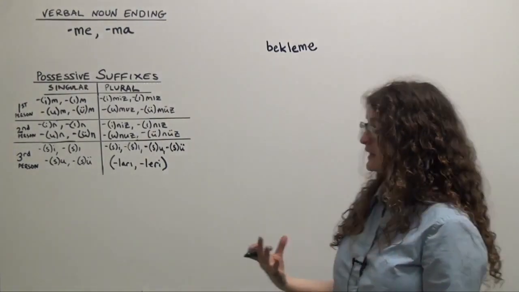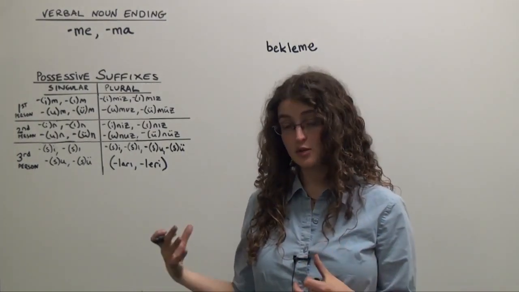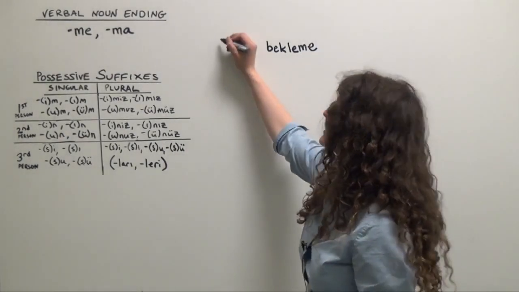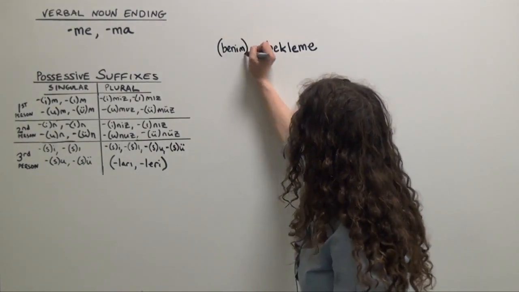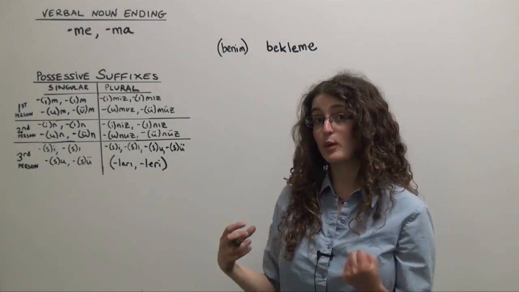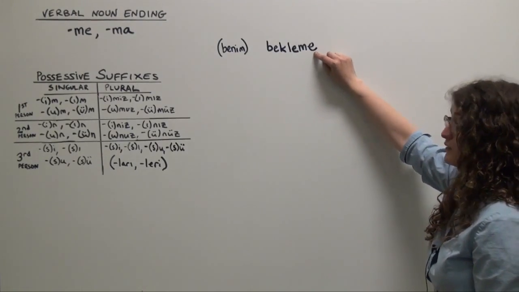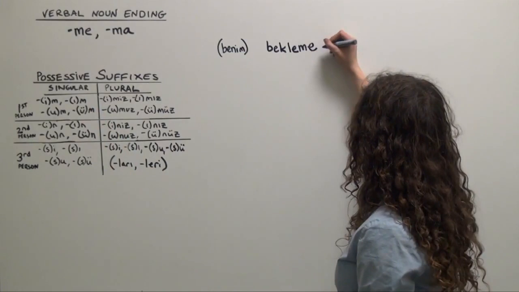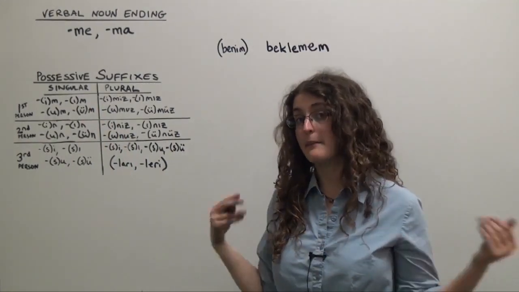Bekleme, waiting. We want to say my waiting. We have the option of using the personal pronoun in the genitive, so benim, my, but we don't have to. What we do have to do, if we want it to be possessive, is add the appropriate possessive suffix. Because bekleme ends in a vowel, we'll simply add me. So, beklemem, my waiting, or benim beklemem, my waiting.